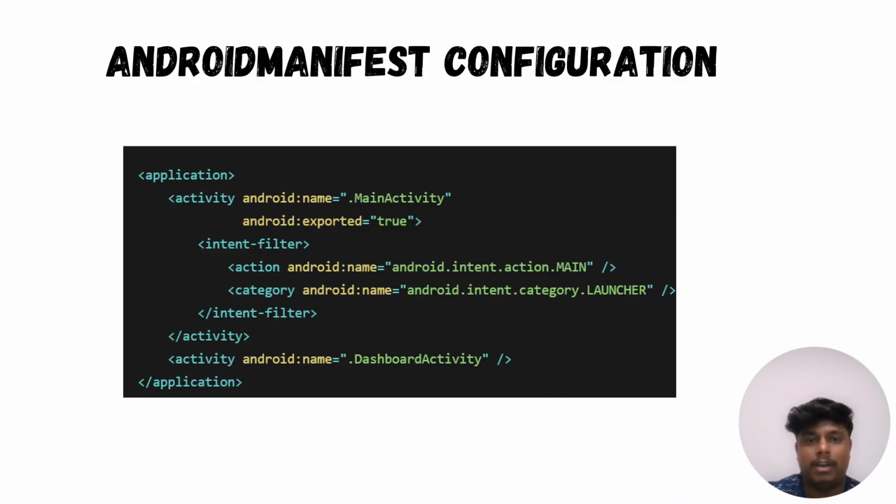Activity android:name=".DashboardActivity" declares our dashboard activity. No intent filter means it can only be started from within our application. Why does this matter? Without proper manifest declaration, our activities won't work. The MAIN and LAUNCHER combination is what makes an application icon appear on the home screen.